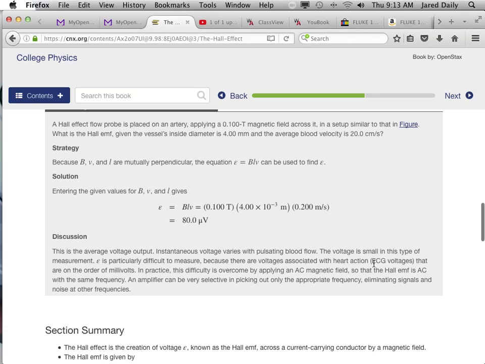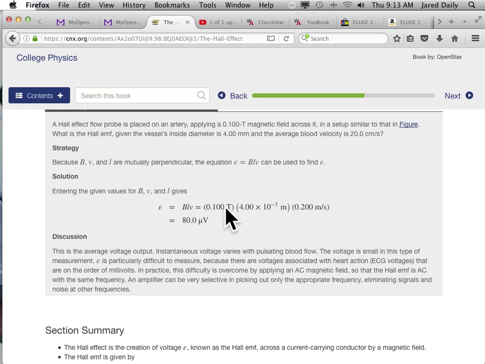And so here they do an example of this. A Hall effect flow probe is placed on an artery. It's going to apply a 0.1 Tesla magnetic field across the artery, and we're going to calculate the Hall EMF for a diameter of a vessel that is 4 millimeters. So that diameter of the vessel is your L. That's the length of the material across that magnetic field.